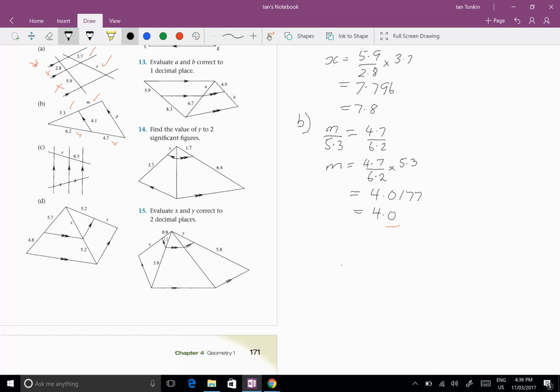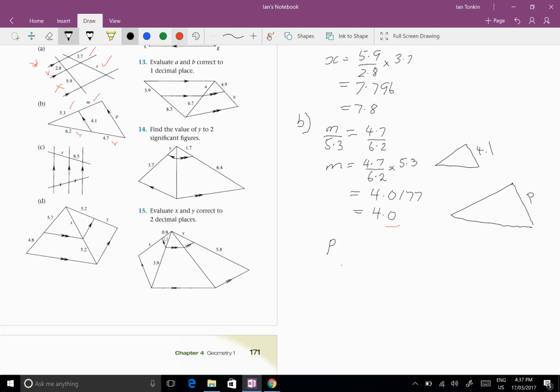Now, we've got the second part, P. Now, this is a little bit different because what we've got in P, it's not ratio of intercepts on parallel lines. What we've got is two triangles here, which I'm going to draw. I've got the little triangle, and then I've got the big triangle, and that's P. And this is 4.1.